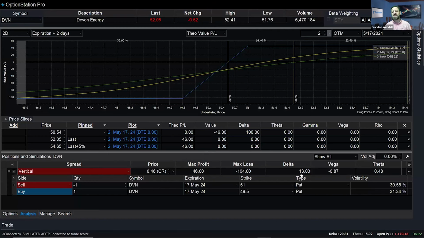Okay, that means that we have an 87% chance of it finishing out of the money and maintaining the full profit. 87% chance to make 44% in less than 30 days. Sounds pretty good to me, doesn't it?